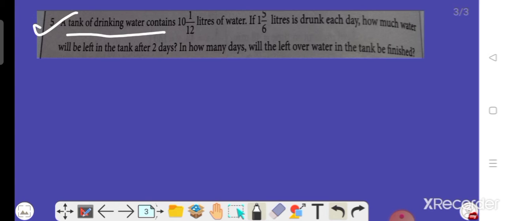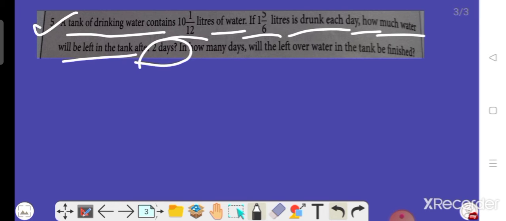A tank of drinking water contains 10 1/12 liters of water. If 1 5/6 liters is drunk each day, how much water will be left in the tank after 2 days? And in how many days will the leftover water in the tank be finished? In this question, beta, we have been given the amount of water present in the tank.